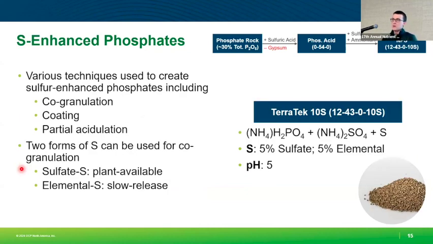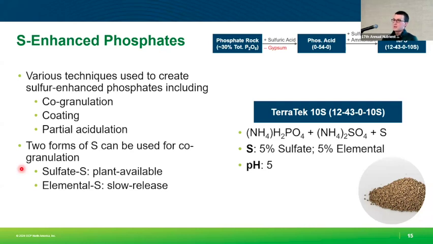More common now are these sulfur-enhanced phosphates. So we talked about SSP, which was, in a sense, a sulfur-enhanced phosphate. It's not necessarily what we'd consider to be a sulfur-enhanced phosphate now. Going through processes of cogranulation, sulfur coating, or partial acidulation, you're able to add either elemental sulfur or sulfate sulfur, the two key sources of sulfur, to that fertilizer to have a single granule. This has become especially important as sulfur is becoming more of a limiting nutrient in certain environments, and so making sure that crops that have a high sulfur demand are able to get that delivered as part of the phosphate fertilizer. I should just mention the sulfate sulfur is the one that's immediately plant available.